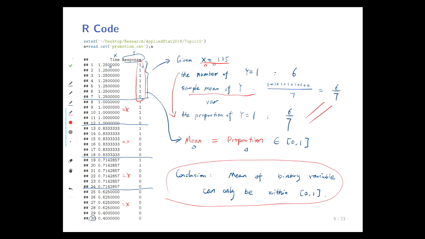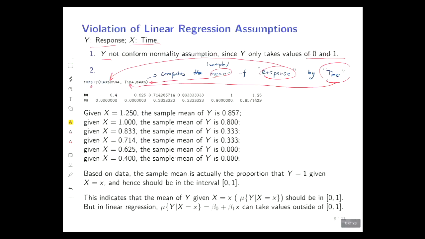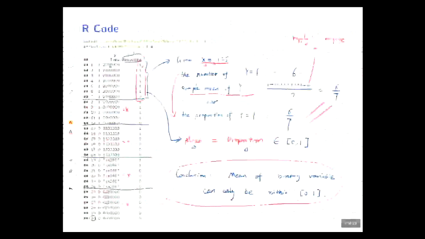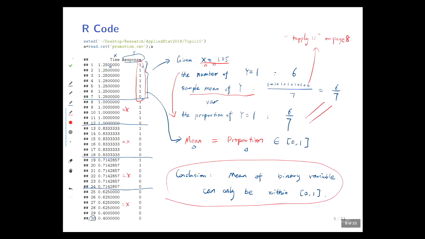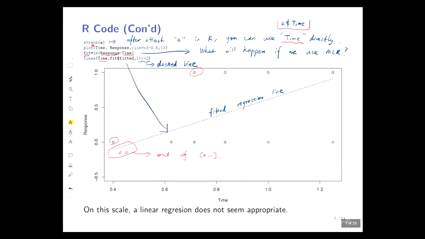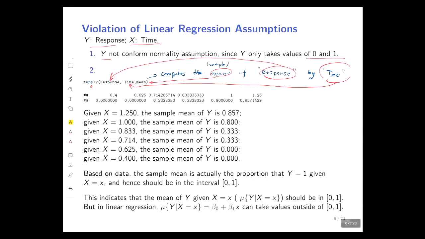This idea can be realized by using the t-apply function on page, so what's the page number? The page number is 8. If you still remember the procedure by using our hand, now we actually can use the R function to help us obtain it directly.